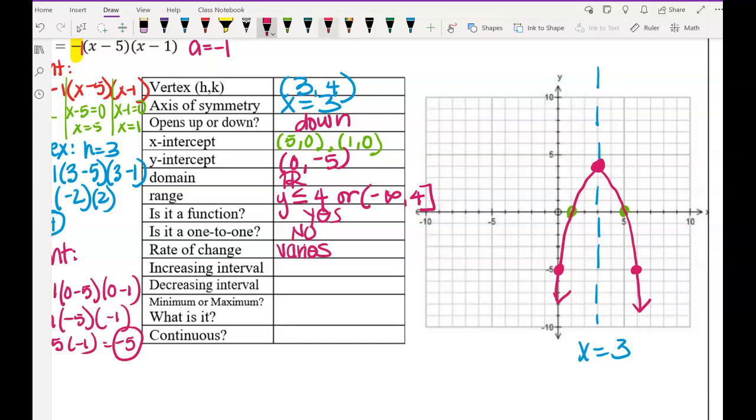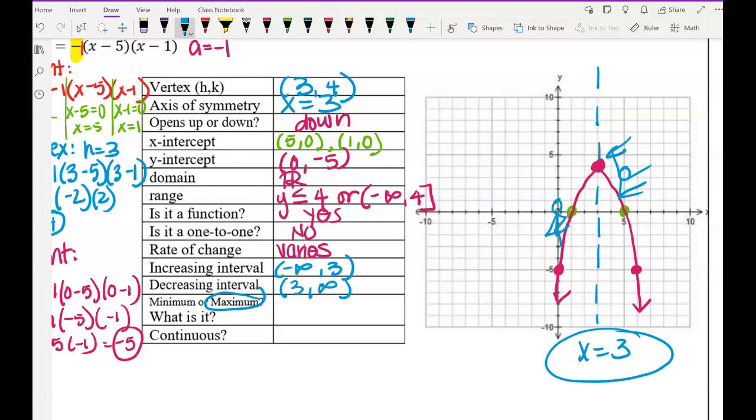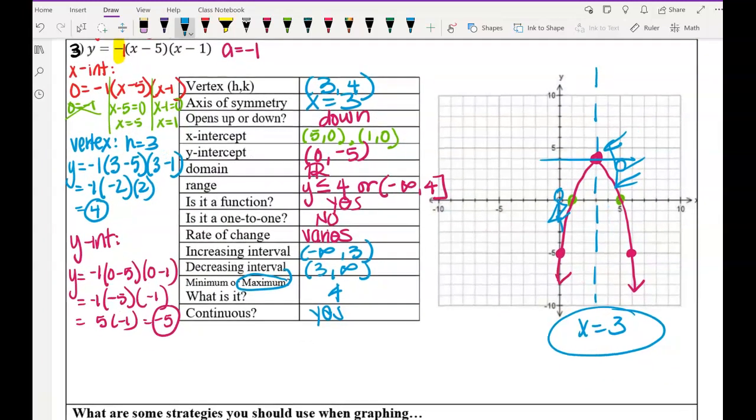Increasing, remember increase is when you hike up. So we're hiking up on the right side here. Okay. Oh, that's hard work. All right. So that's going to be from negative infinity. Your x value is at 3, so stopping at 3. Decreasing is when you go sliding down. So 3 to infinity. It is going to be a maximum since it is on the top, and the y value of that is 4. Okay, and it's always going to be continuous. And looks like we have a graph and we fill in all of the charts.